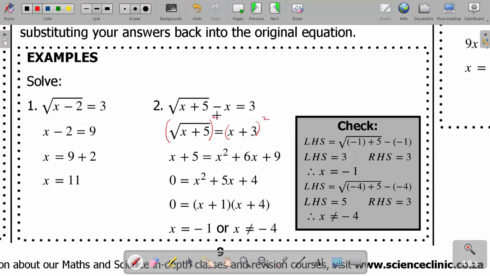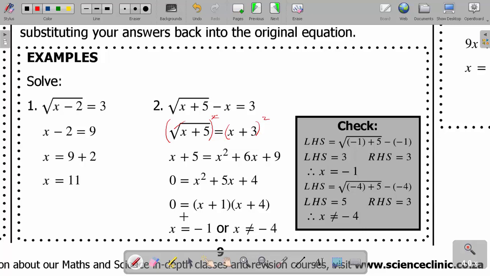Now this square cancels the root sign here, and I'm left with x plus 5. Now the square of this one gives me x squared plus 6x plus 9, and then I'm going to have 0 equals x squared plus 6x plus 9 minus 5, which gives me plus 4. But I can factorize it here, fortunately. Then I get either x plus 1 is 0, which gives x equals negative 1, or x plus 4, which gives x equals to what? To negative 4.